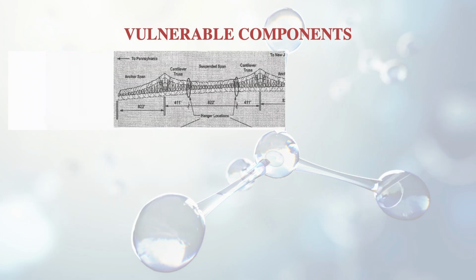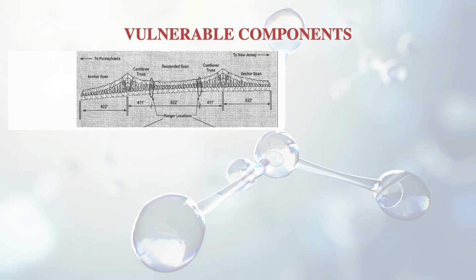Now the civil engineering infrastructure has a lot of vulnerable components. These kind of bridges, where the construction has a suspended span resting on two cantilevers from the two sides, are very common. A lot of bridges in the middle of the previous century were constructed with this kind of arrangement.